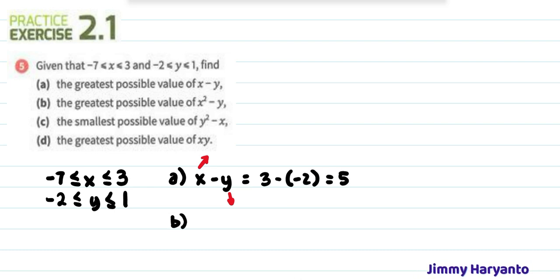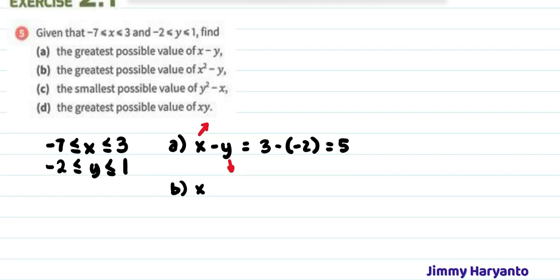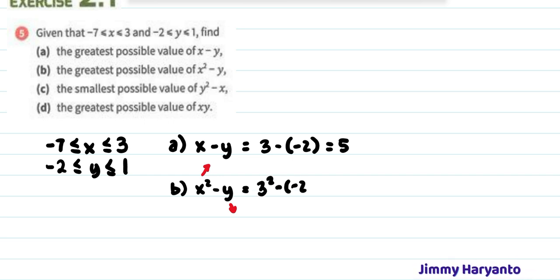Okay, so B, x squared minus y, still the same because it says greatest. That means the x squared has to be the largest and the y should be the lowest. Yeah, so 3 squared minus negative 2, so we will have 9 plus 2 equals 11. So that one is 11.